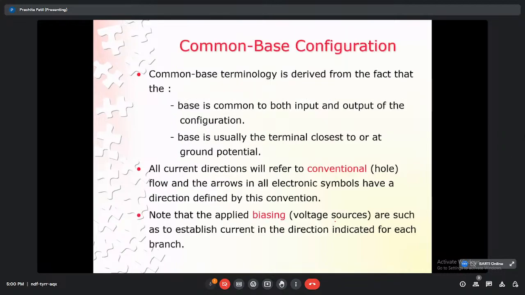Now let us focus on the configurations. As I have said, we can have three different types of configurations. So, got it? Any questions? You can think for 2 minutes and let us answer.